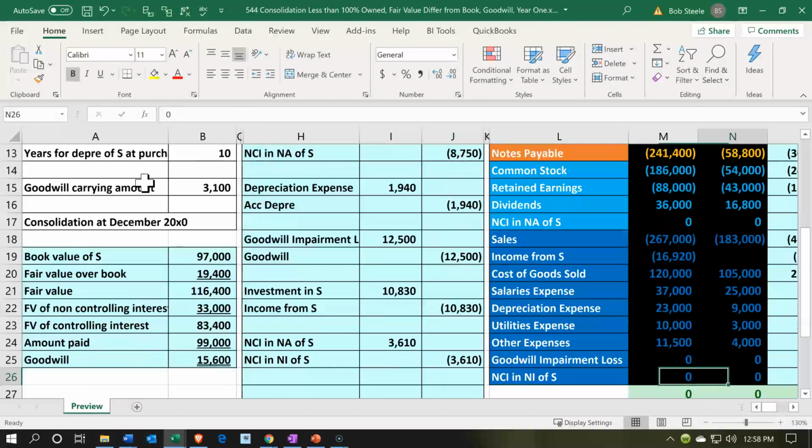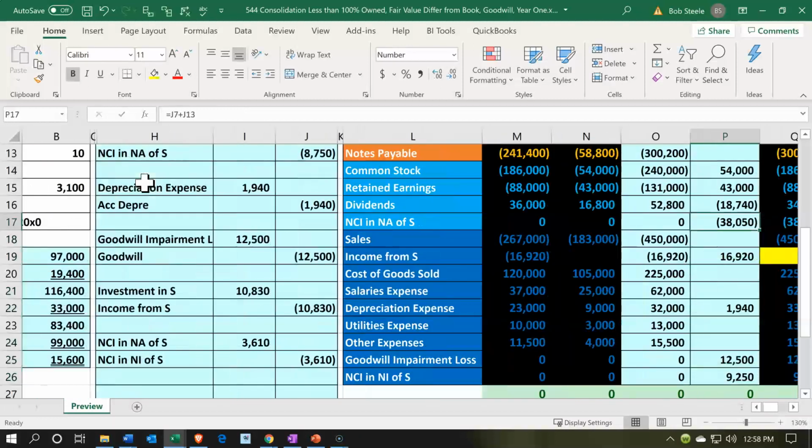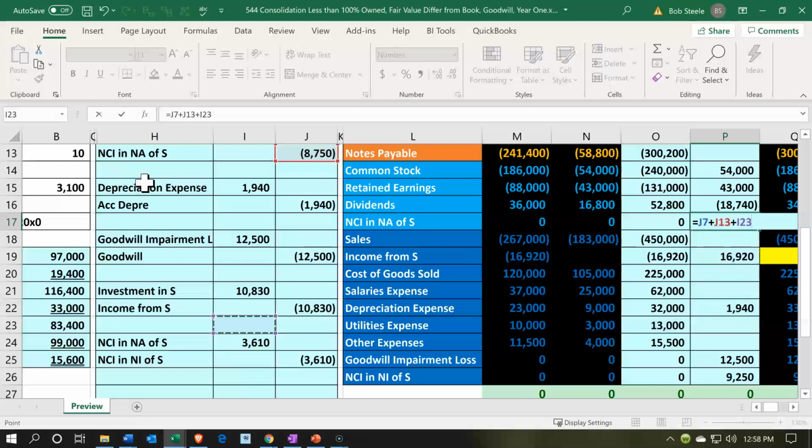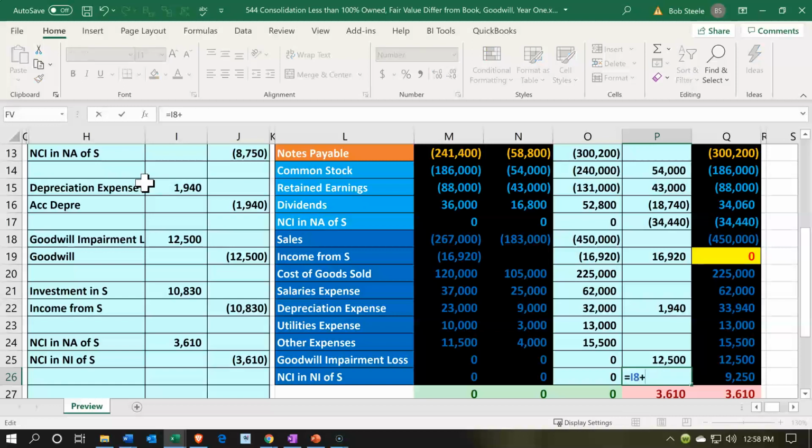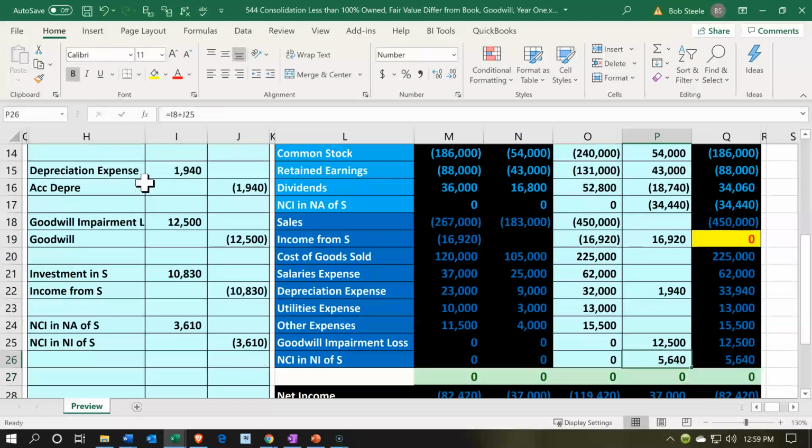So then we're going to say non-controlling interest in A. So that's going to be up top in P17. Something's in it. So I'm going to say F2 plus F2. We're going to be picking up that 3,610. The other side down here in the non-controlling interest net income, F2 plus F2. And then we're going to pick up that 3,610 there. So that looks good.